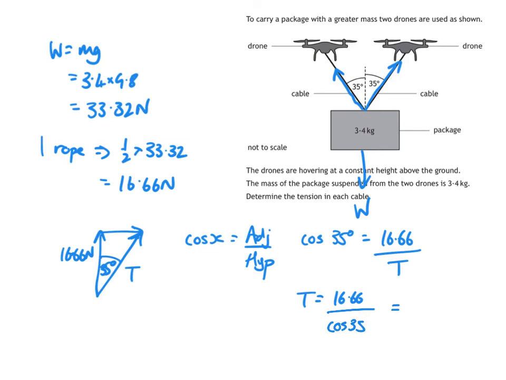Calculator says 20.338. We could give that to 3 significant figures, but the data in the question is all to 2 significant figures, so it is actually slightly more correct. The 3 would be acceptable, but the correct answer there would be 20 newtons. Okay, that's showing you a fairly difficult worked example based on this resolution of forces.